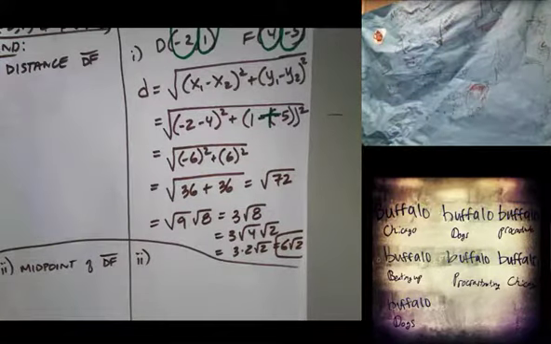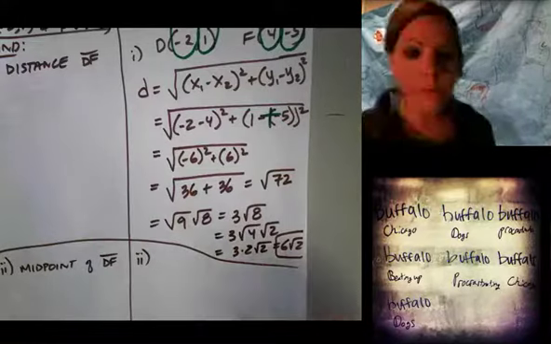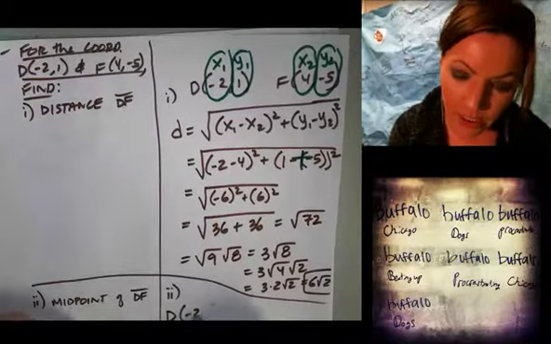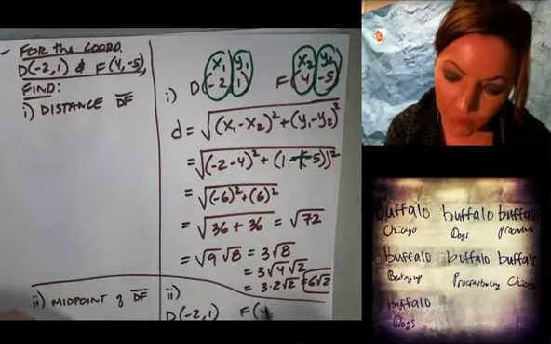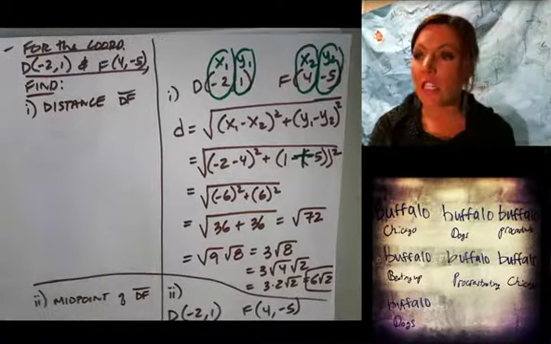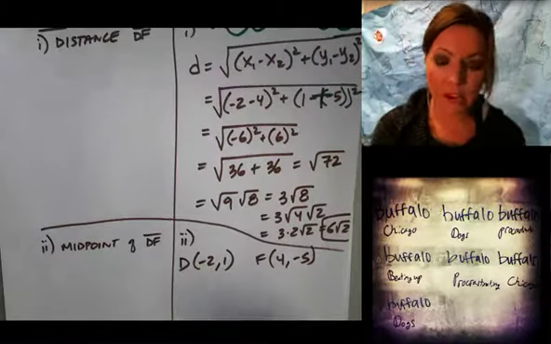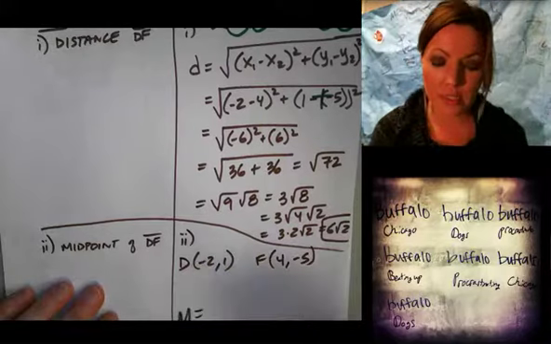Okay, the next one. We are finding the midpoint, or the halfway point, between the same 2 points. So we still have D, which is at (-2, 1), and F, which is at (4, -5). Look back to your notes that we just took, and the midpoint formula. How do we find the midpoint of these 2 points?